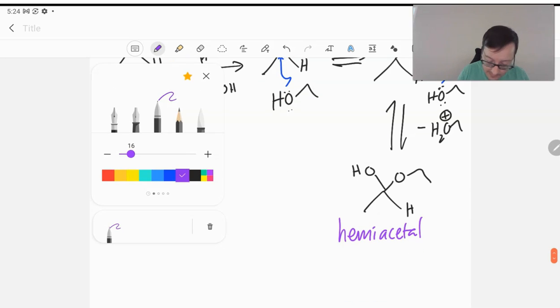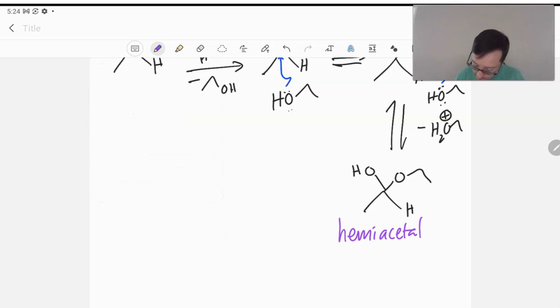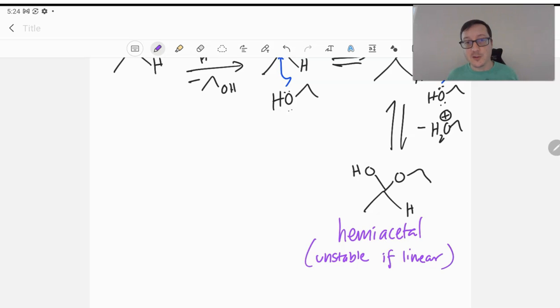Hemiacetals are typically unstable. So this will be the highest energy point in our entire process. Unstable if linear. We'll see later on at the very end of the course when we talk about carbohydrates that cyclic hemiacetals are stable. But if they are non-cyclic, so if they're linear molecules, they are unstable. So that is our hemiacetal.